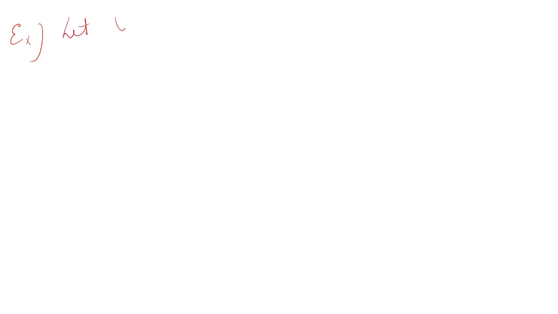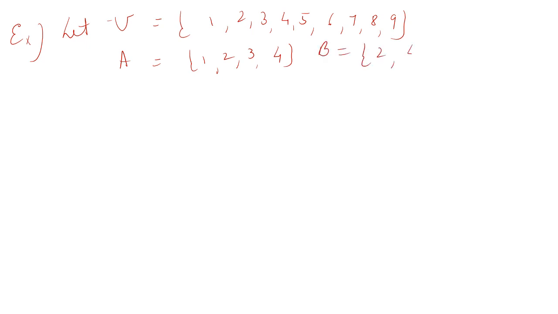Let U is equal to 1, 2, 3, 4, 5, 6, 7, 8, 9, and A is equal to 1, 2, 3, 4, B is equal to 2, 4, 6, 8. Our question is to find A union B whole complement. This is the first one, and the second one is B minus C whole complement. So what is the first question? A union B whole complement.